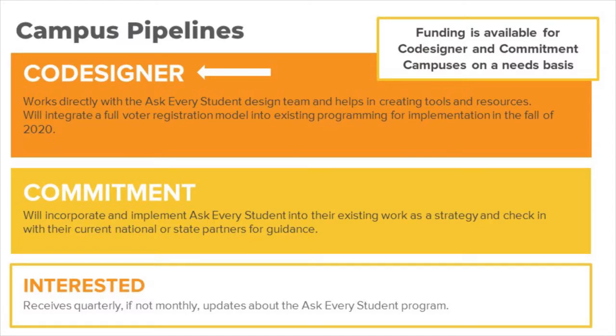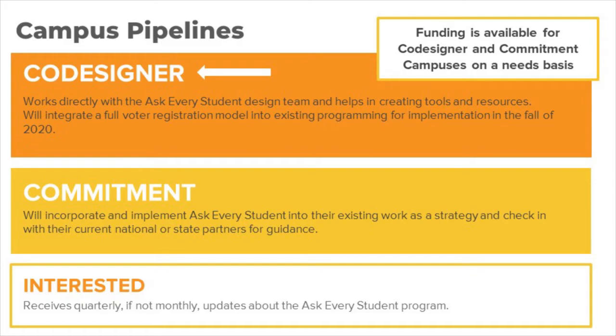And lastly, if you're just an interested campus, you can just sign up for our email list and you'll receive monthly updates about our program, including new resources, campus and partner spotlights, and best practices for implementing a full voter participation strategy on your campus. So that's the way that the program is set up.